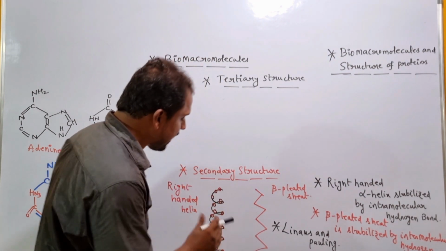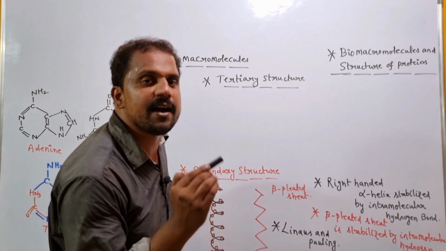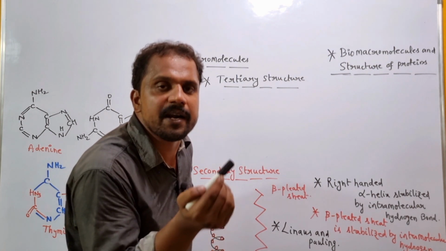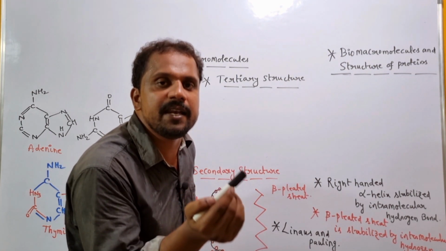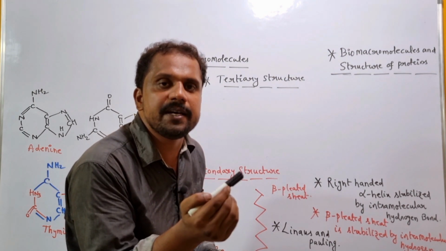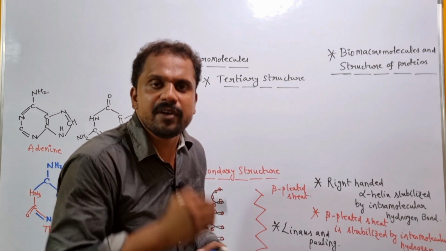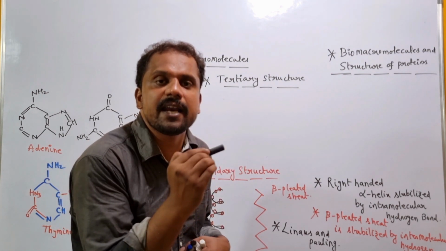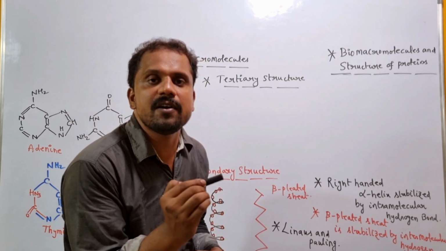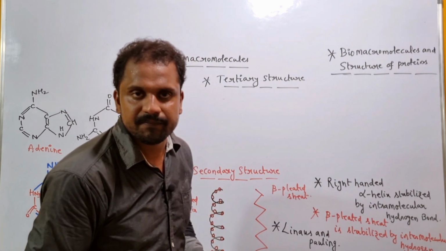Is it clear? In comparison with the right-handed alpha helix, the beta pleated sheet is not highly stable. In order to acquire stability, the beta pleated sheet may remain in association with another beta pleated sheet, or it may remain in association with the right-handed alpha helix. To remain in association with the right-handed alpha helix, the beta pleated sheet takes advantage of a specialized structure, which is nothing but the beta turn. Is it clear?